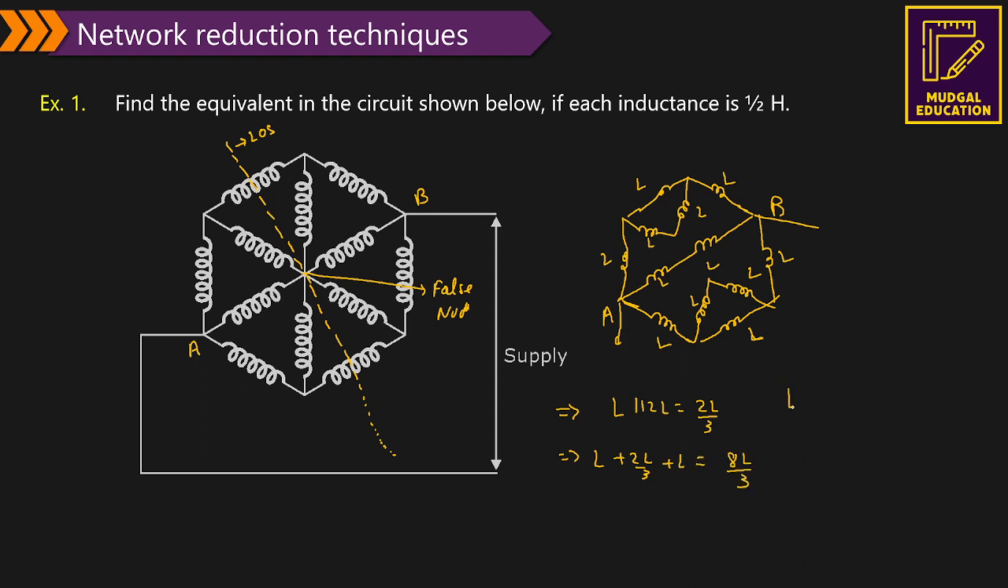Now finally, what is LAB? It is 8L by 3 parallel to 2L parallel to 8L by 3. After solving it, you will get 8L by 10. Now according to the question, what is L? L is half Henry. So it comes out to be 0.4 Henry. So this is the total inductance we have in this particular question.